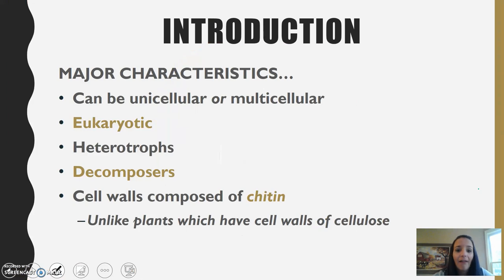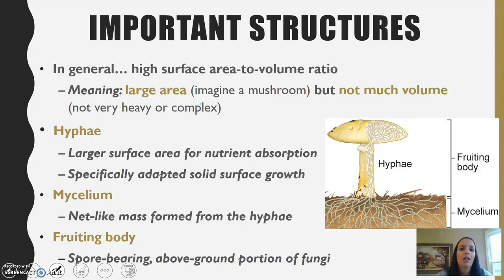So fungi are a little bit different than protists. They can be unicellular or multicellular, but look at here. They're also eukaryotic. They are heterotrophs, meaning they must consume other things for food, but they're decomposers. And this time their cell walls are composed of chitin, which is unlike fungus-like protists and plants, which have cell walls of cellulose. There's a couple important structures then that we need to focus on with fungi in general.